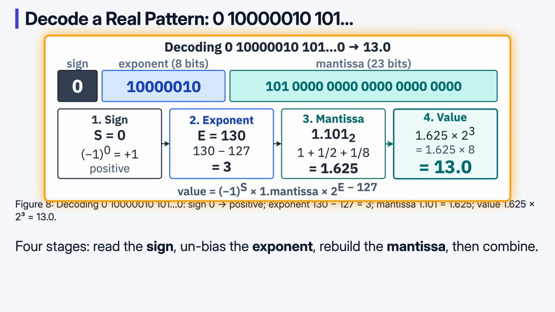Take a real 32-bit pattern to decode. First the sign. The sign bit is 0. Then the exponent field, 10000010. Then the mantissa, which starts 101 and continues with zeros. We work through those 4 stages, sign, exponent, mantissa, and then combine them into the value. Let us do each stage carefully on the next slide.